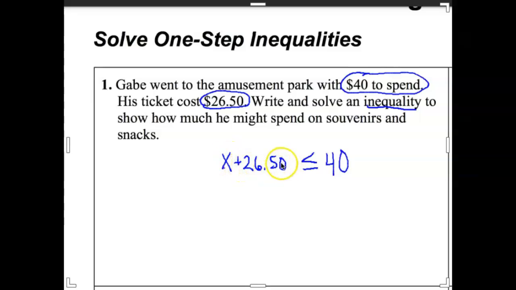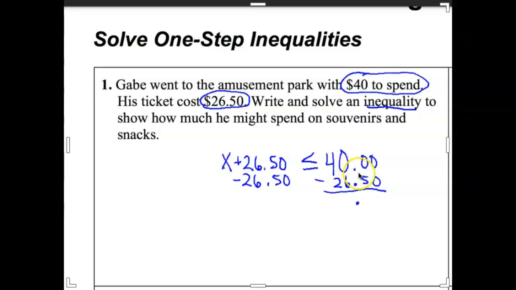We need to get rid of the $26.50. So property of equality. Are we going to add, subtract, multiply, or divide to get rid of the $26.50? Answer that, please. Very good. We are going to subtract $26.50 from each side. Go ahead and do that for me, please.